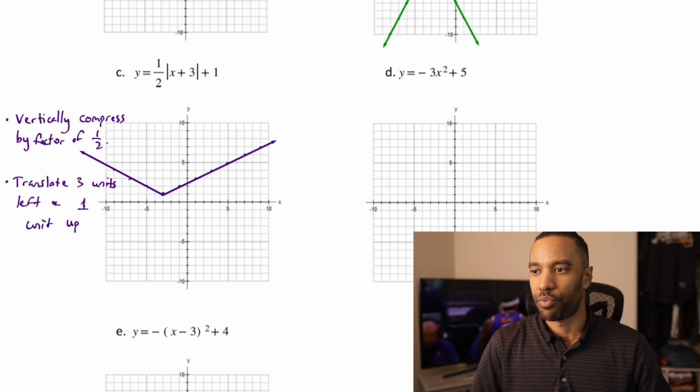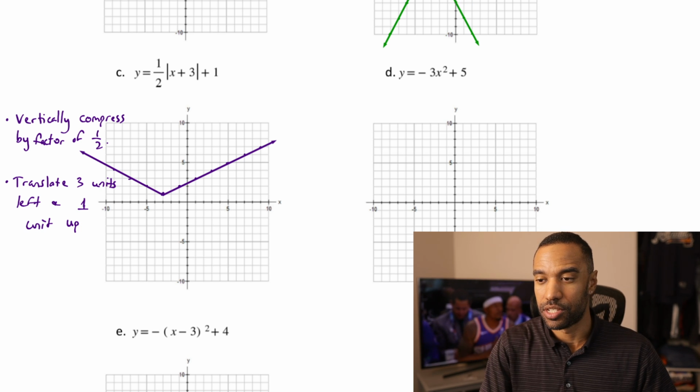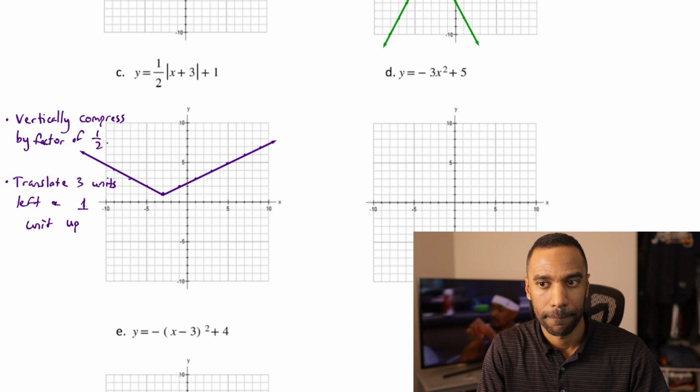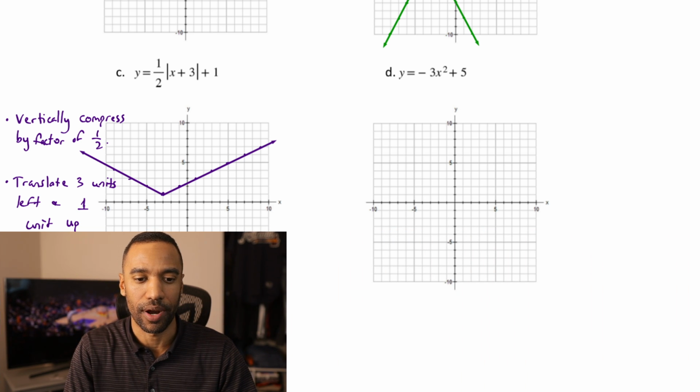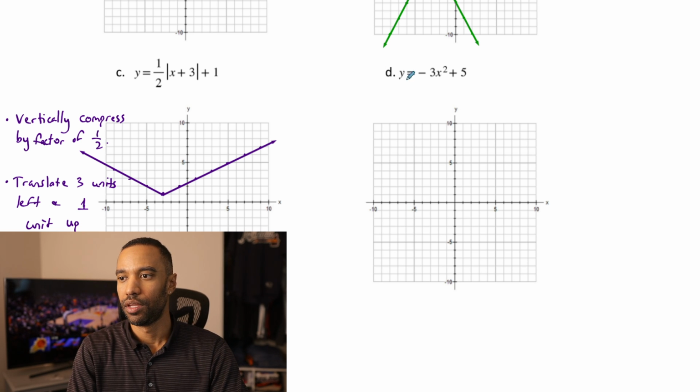Part D. Y equals -3x squared plus 5. Now, this is not an absolute value graph. I'm trying to move myself. This is not an absolute value graph. This is a quadratic function.